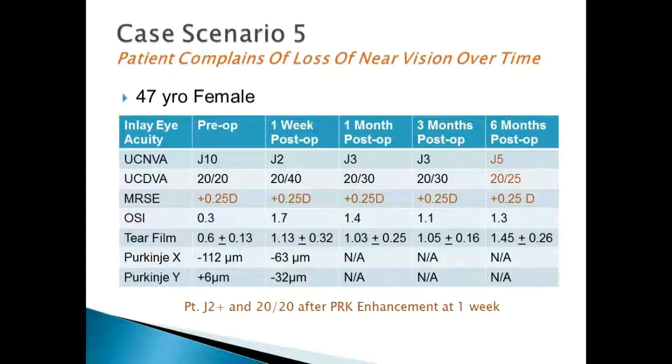So here you go. The patient after the PRK enhancement was already J2 plus and 20/20. So once you get rid of that little bit of hyperopia, even though it seems like nothing, it makes a huge difference in the outcomes at the end of the day. And so don't be afraid to take that patient and do a refractive procedure to get them to be myopic pre-op, because they'd much rather go through a LASIK at the beginning than go through PRK afterwards. Any comments?